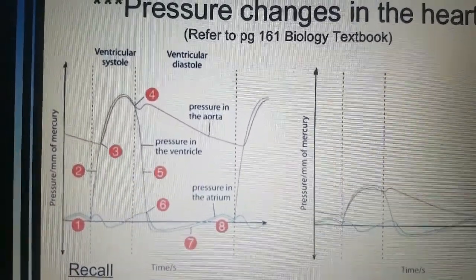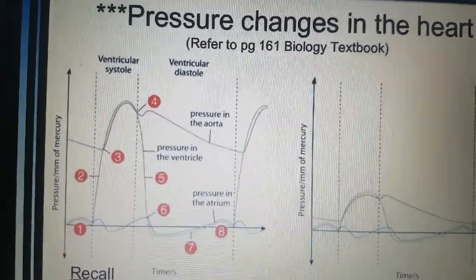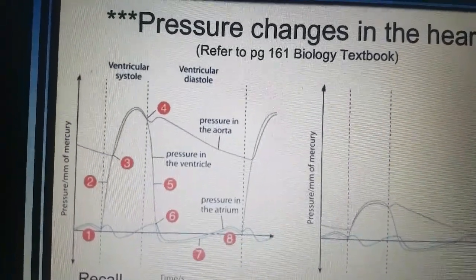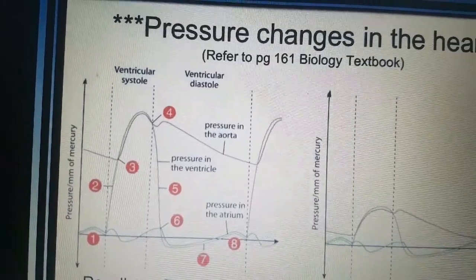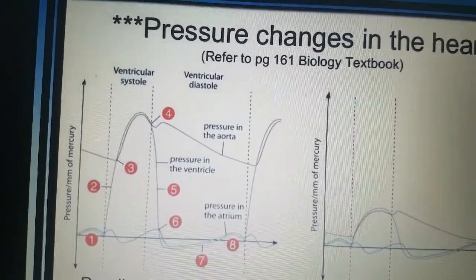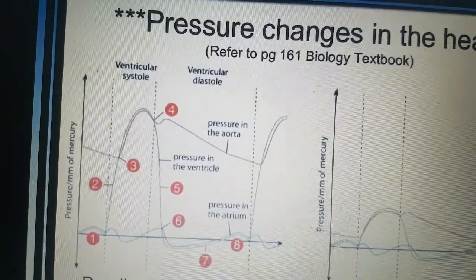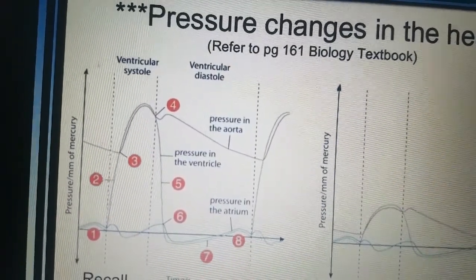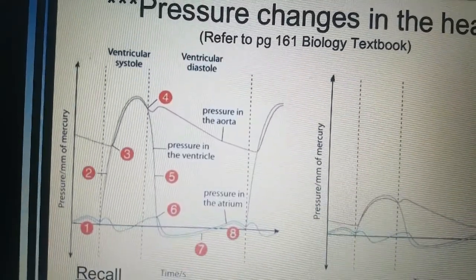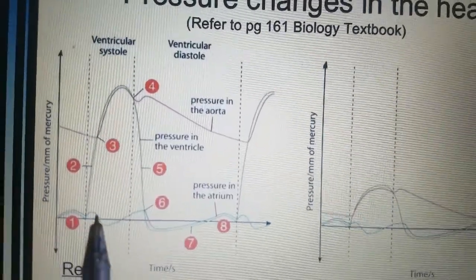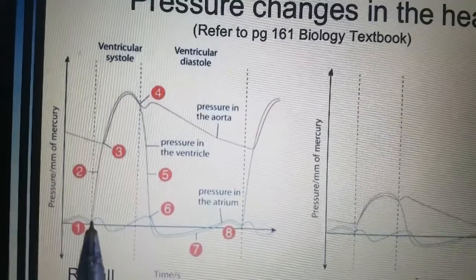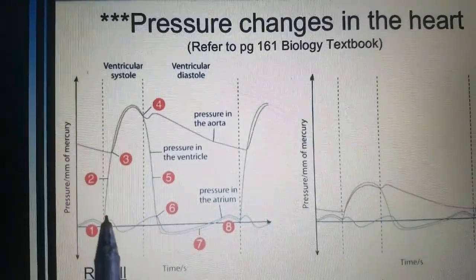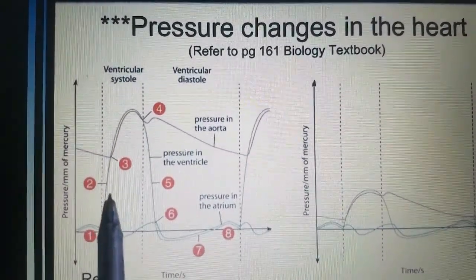Atria contract means atrial systole. Atrial systole causes a slight increase in pressure. The atria contract and blood flows into the ventricle. When there is atrial systole, the AV valves are open and blood is flowing into the ventricles.